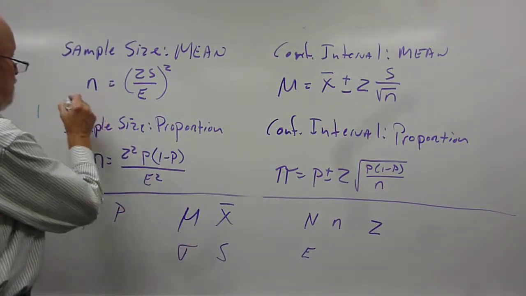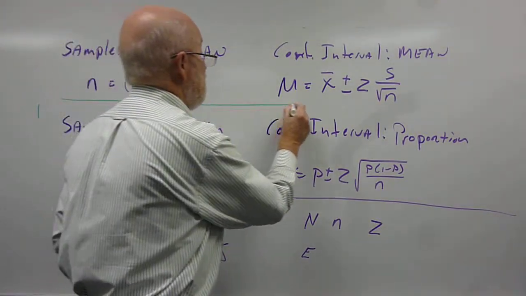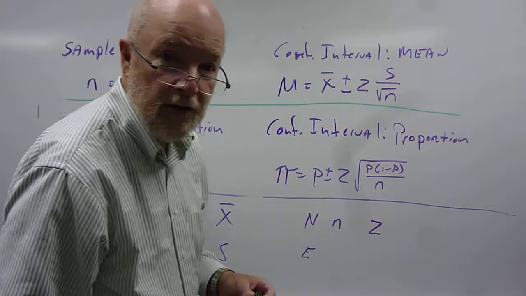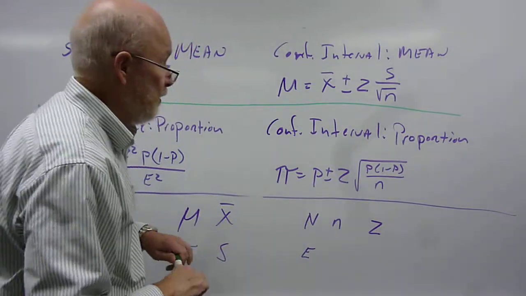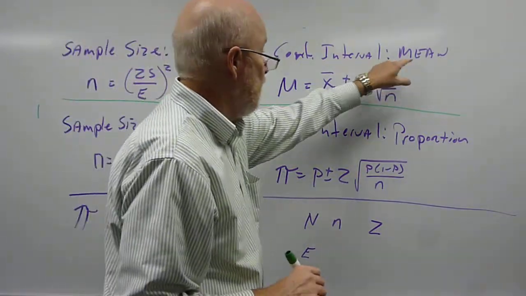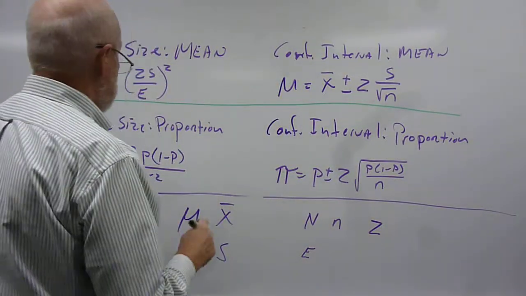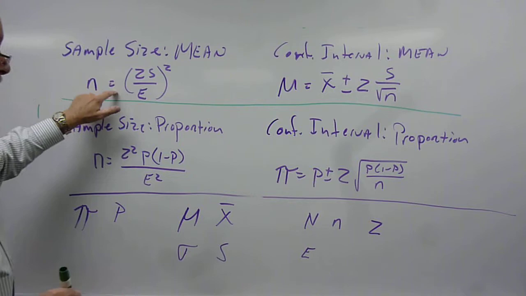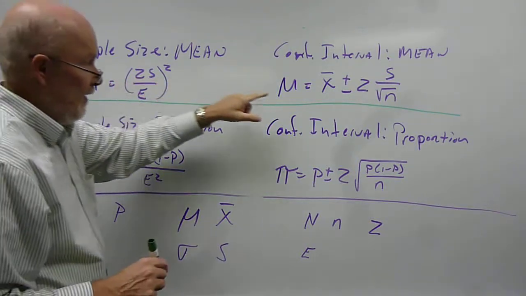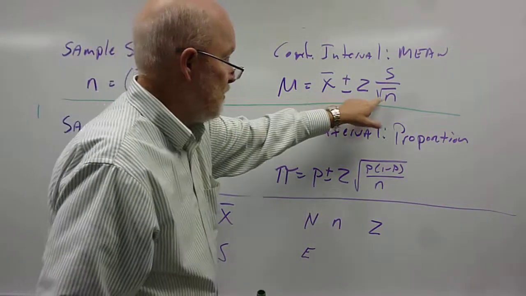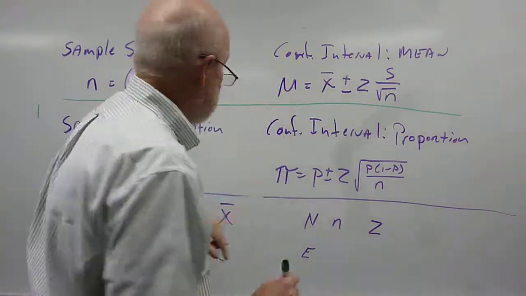If we're dealing with the means, we're always on the top. So when you look at a problem, the first thing you want to look for is whether a mean is mentioned. If the mean is mentioned, you know it has to be one of these two formulas. If you're talking about a sample size, the mean's not there. If you're looking at a confidence interval, sample size is already there. So look and see what's missing.